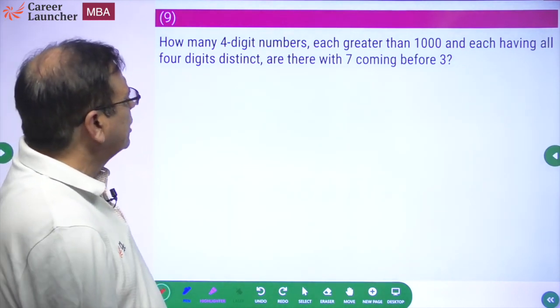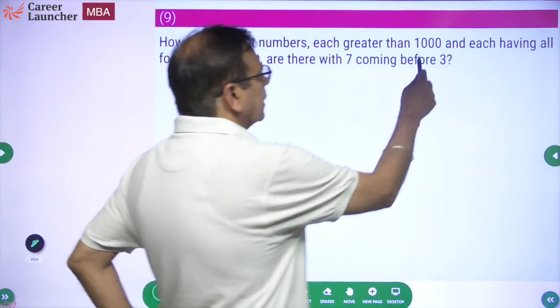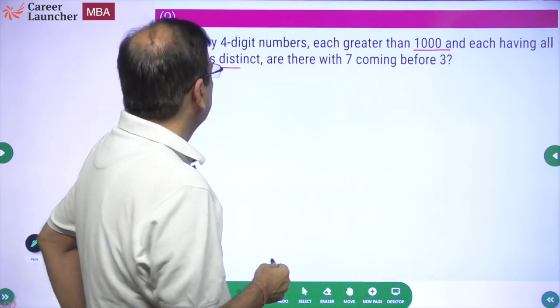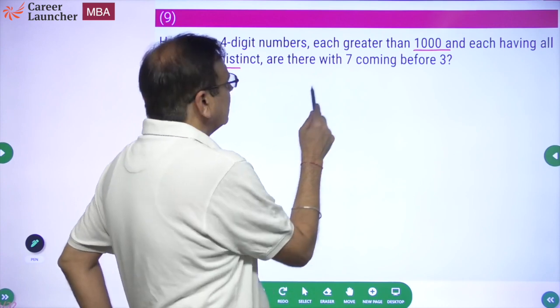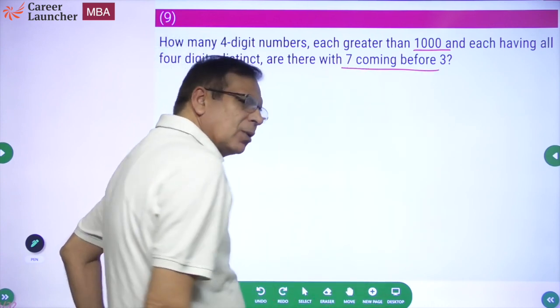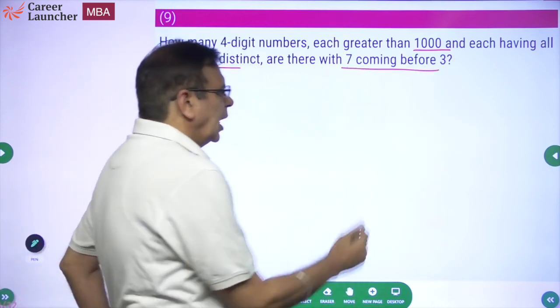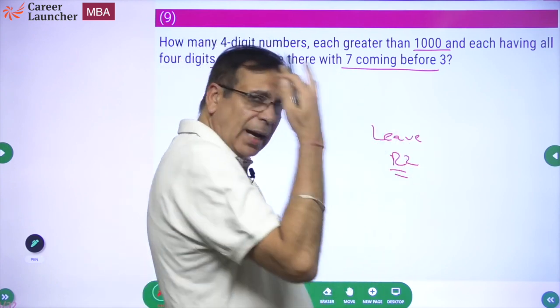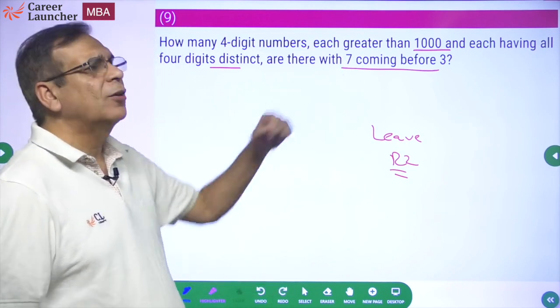How many 4-digit numbers, each greater than 1000, each having 4 distinct digits, are there with 7 coming before 3? नहीं करूँगा. I will leave it for round 2. If I have time, तब सोचेंगे. I'll have to make cases.